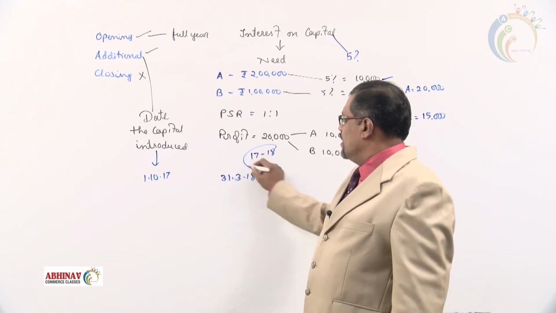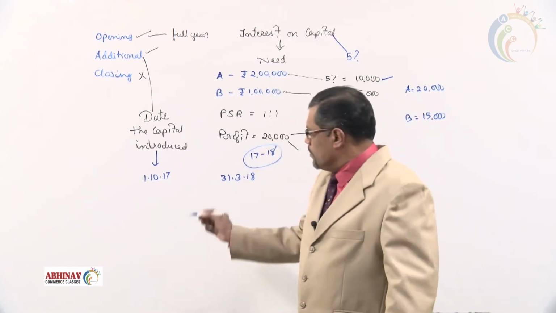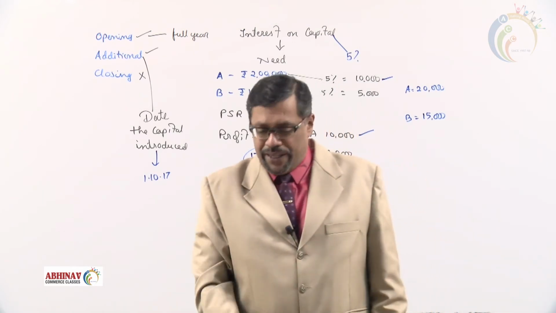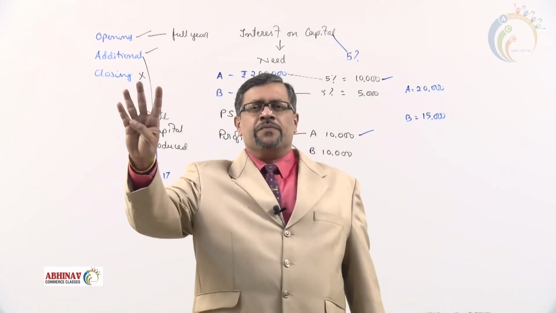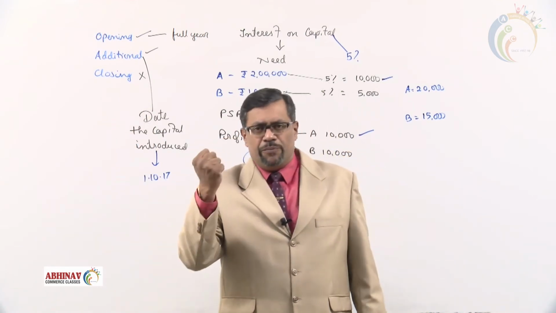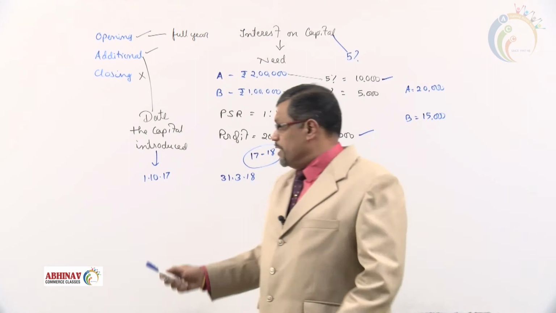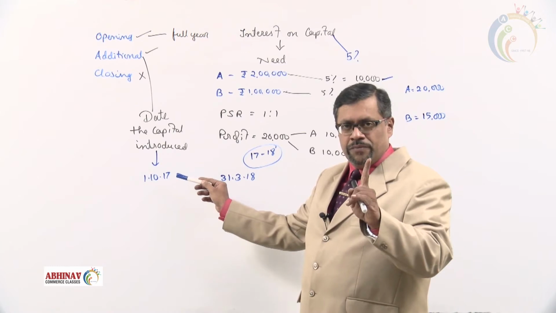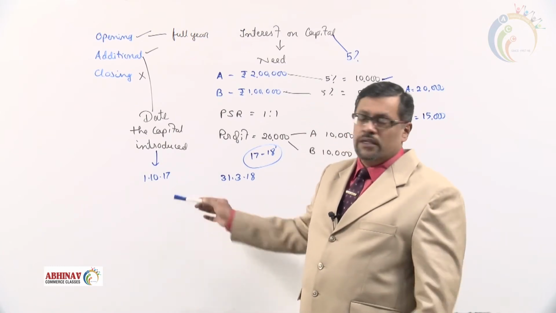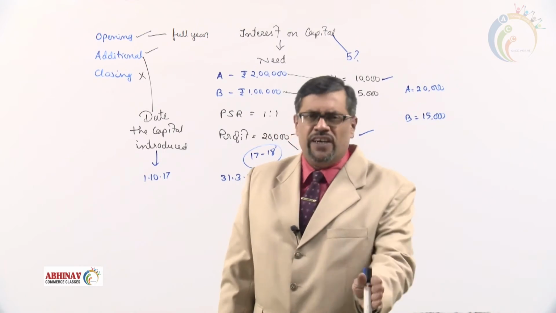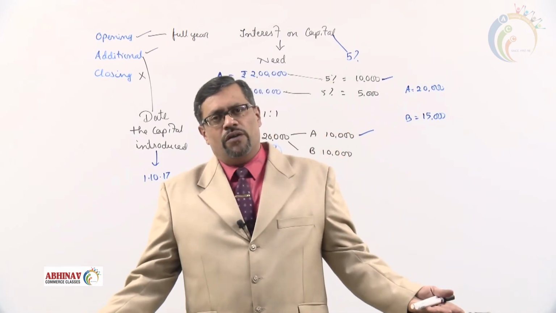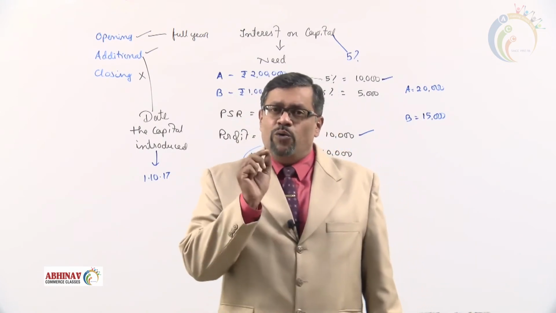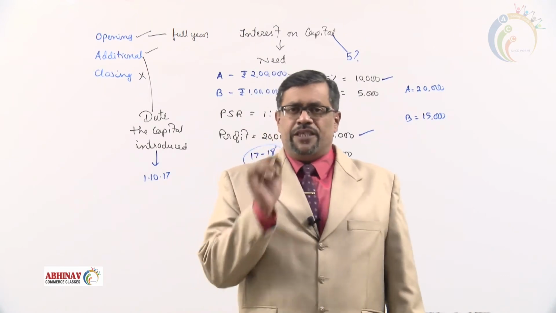This financial year is 17/18. It is introduced on 1st October, so we'll calculate the interest on additional capital from 1st October: October, November, December, January, February and March. For how many months will you calculate? 6 months. So when you calculate interest on additional capital, take the months into consideration. If additional capital is introduced on the first day of the year, again it is for the full 12 months. Now let us take up one full problem and see how to calculate this interest on capital.